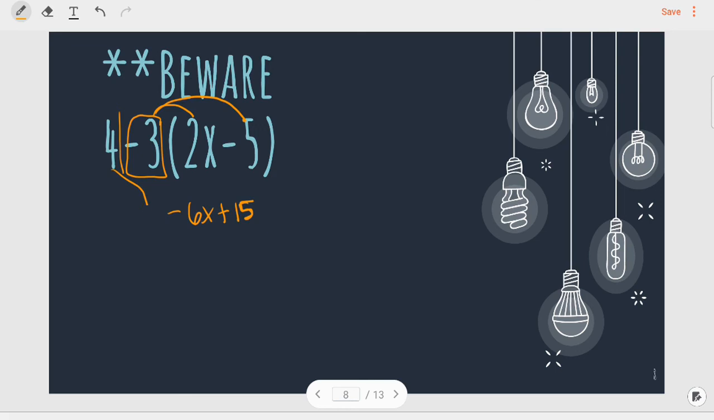Bring down the 4 and then combine. Positive 4 can combine with positive 15. That combines to give me positive 19. And negative 6x, no, doesn't have any other like terms. There's no more x's, so I bring down negative 6x.